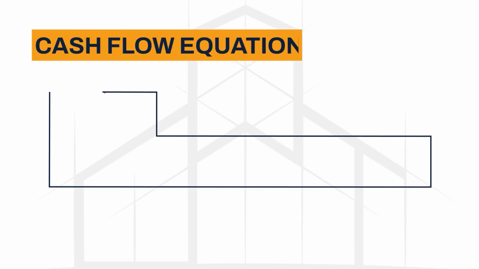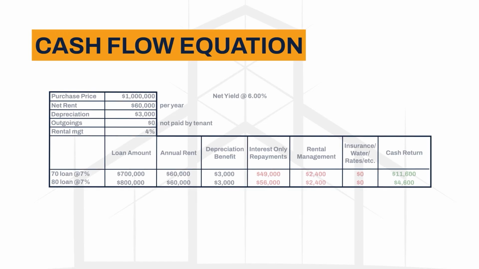If interest rates went up to 7%, guess what? Still cash flow positive. For a 70% LVR on a 7% interest-only loan, the repayments will bump up to $49,000 a year. So this brings our total expenses to $51,400. Our cash flow is still $11,600 a year positive. Again, even with an 80% LVR, the cash flow is still positive.